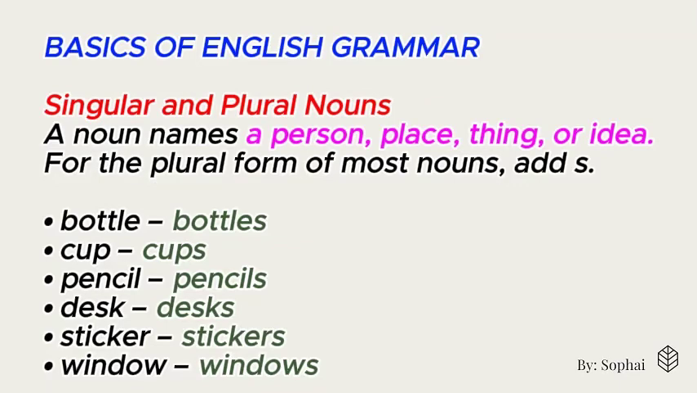Basics of English grammar: singular and plural nouns. A noun names a person, place, thing, or idea. For the plural form of most nouns, add s. Bottle, bottles. Cup, cups. Pencil, pencils. Desk, desks. Sticker, stickers. Window, windows.